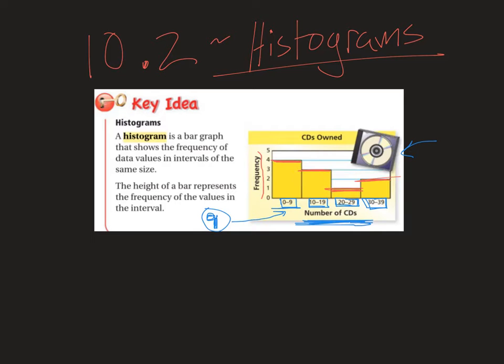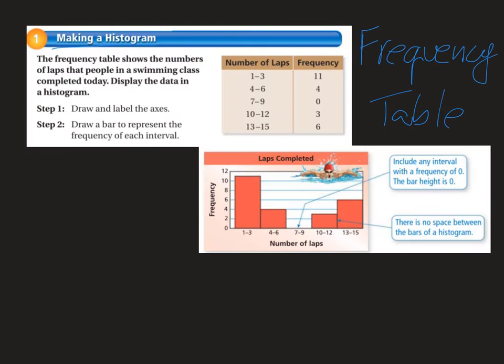So let's take a closer look here. Here we have how to make a histogram, and one thing I want you to know is that another name for this chart is a frequency table. What frequency means is how much does something happen, how frequent is it. So this is showing the number of laps people swam in a pool. So what is the frequency?